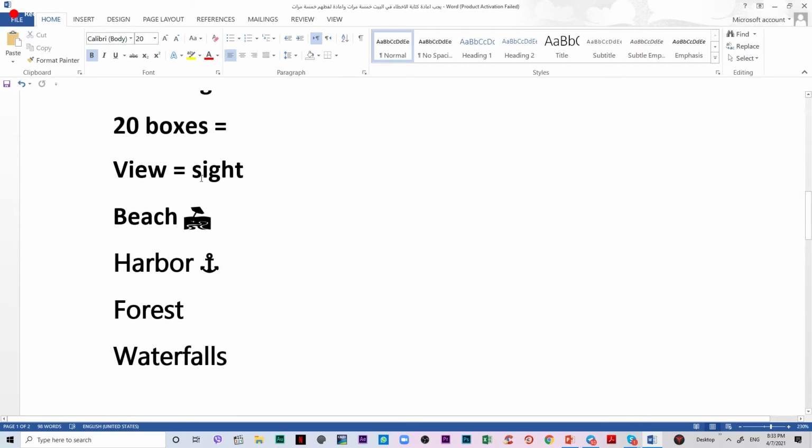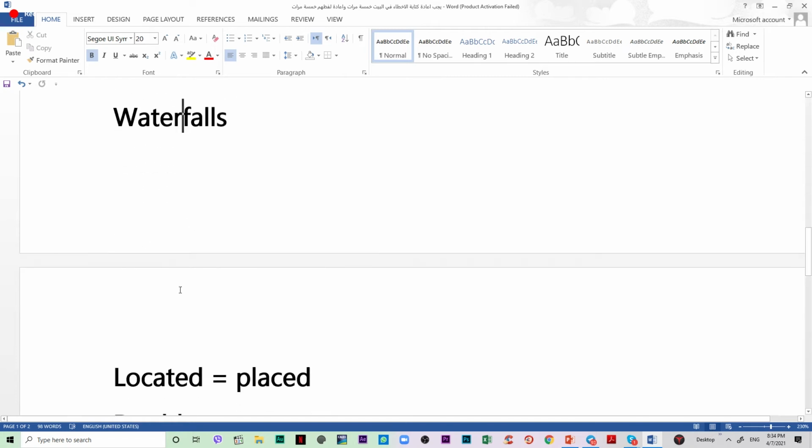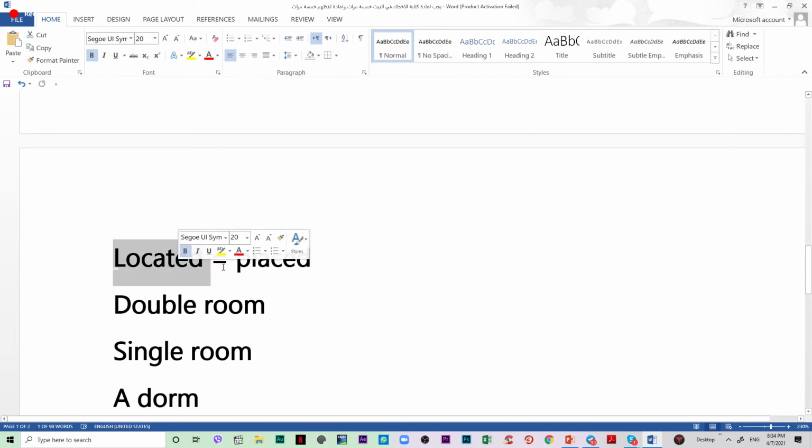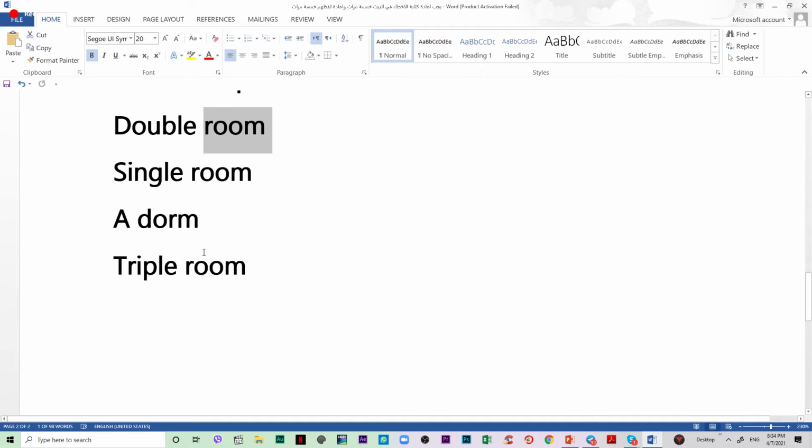Okay. We have view, منظر, sight. Beach, ساحل, harbor, ميناء, forest, غابة, waterfalls, شلالات. Located, placed, وقع. Double room, غرفة مزدوجة, single room, غرفة انفرادية, a dorm, غرفة تتسع لأسرة كثيرة, a triple room, غرفة ثلاثية. Okay, Ala, I'm listening to you.